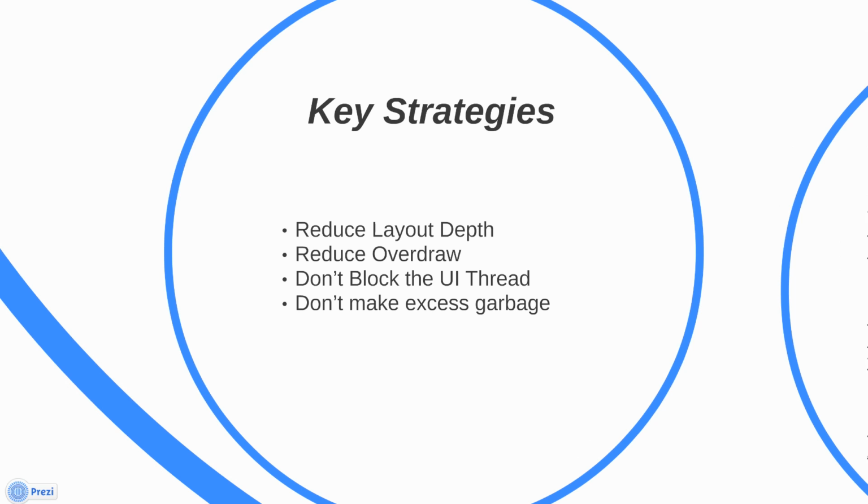So first, I want to talk about some key strategies. Basically, there's four major strategies to performance tuning your application, and they are firstly to reduce layout depth. The more depth, the more effort it takes to draw. The second major topic is reduce overdraw, which is essentially drawing the same thing more than once when you don't have to. The third major topic is don't block the UI thread, which basically means don't do long running operations on the UI thread. And the fourth major topic is don't make excess garbage, because garbage collecting is quite slow and can cause a good amount of jank.